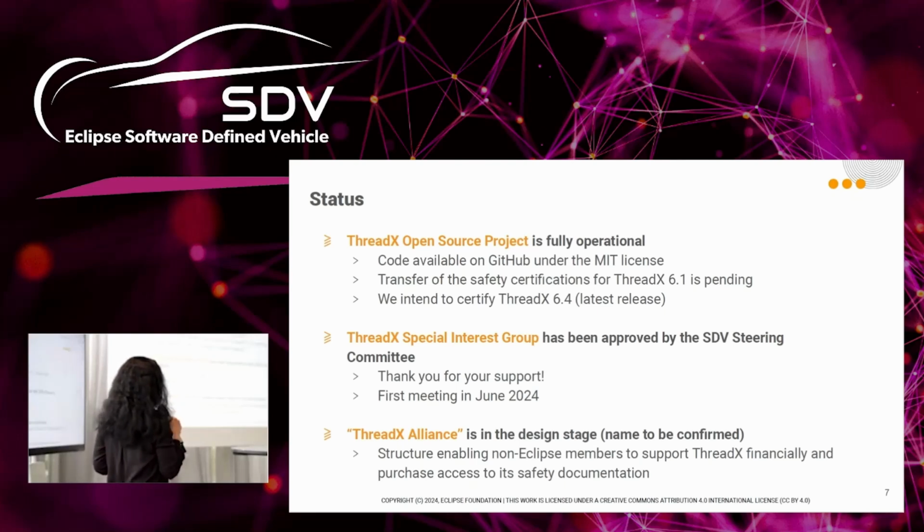This structure is supposed to enable the non-Eclipse members also to support the ThreadX project financially, and it also gives them the opportunity to purchase the actual functional safety related documentation. So not just take the source code and the certifications, which are the result of going through the certification investigations, but also the actual artifacts that lead to that certificate in the end.